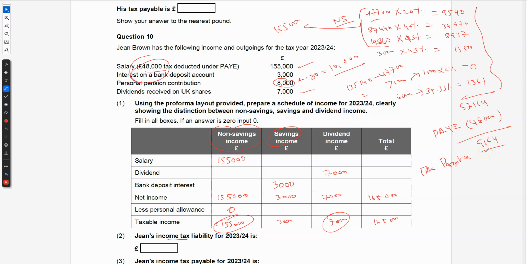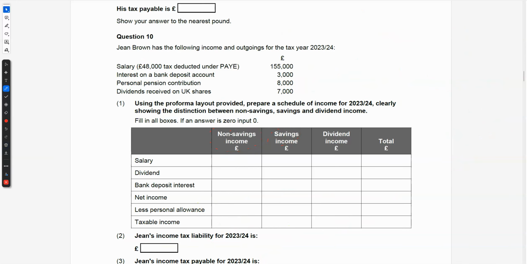So the tax payable is 9164. That's all we have to do for this question, and they're asking for the tax liability and tax payable. So you can see it's not very difficult. We have to be very careful with the pension contribution because the basic band and the higher band will both be extended. And also it will reduce the net income if there is an implication of the personal allowance. Alright, so let's move on to the next one.